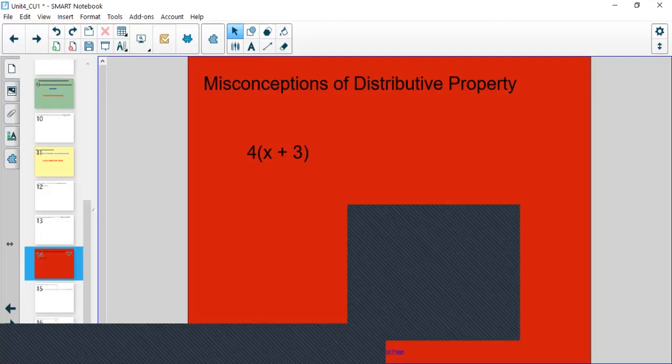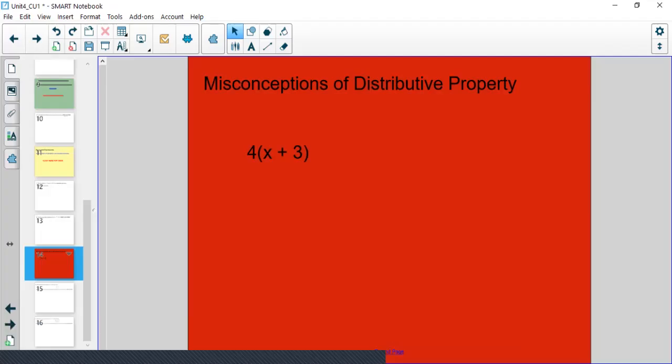All right, finally, we're going to talk about the misconceptions of the distributive property. So again, when we talk about the distributive property, we are simply referring to multiplication. And in this case, you already see your factors. So you see your parentheses, it's telling you to multiply. So we have 4, you're going to multiply times the x, and 4 multiplying times your positive 3.